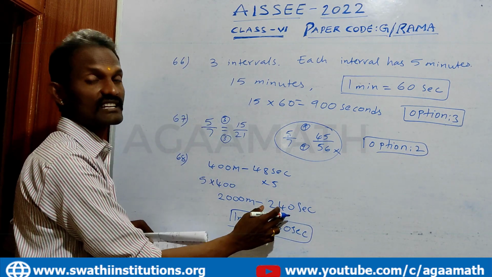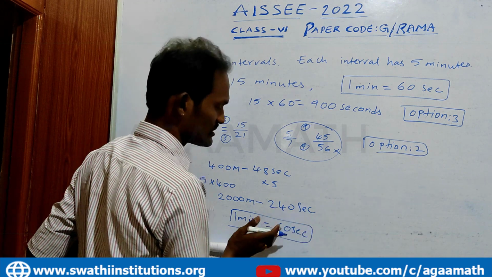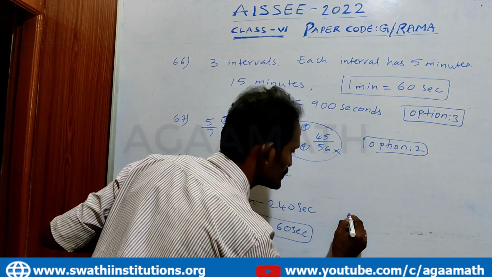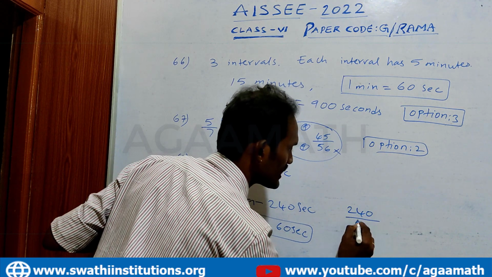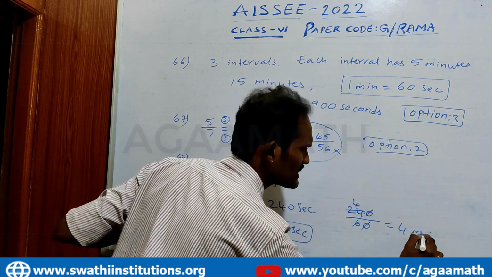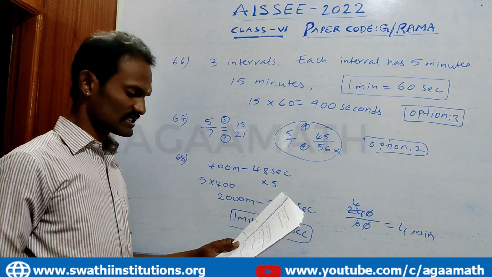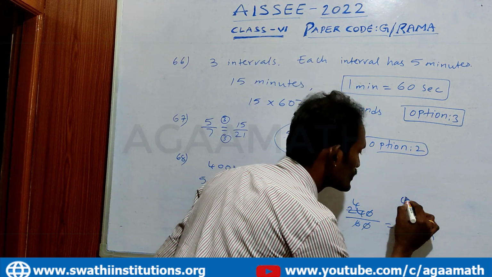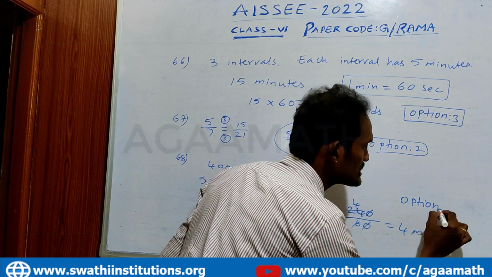Then 240 seconds means how many minutes? So just divide by 60. 240 divided by 60 means it is 4 minutes. So he has taken 4 minutes to run that, so the option is 1.